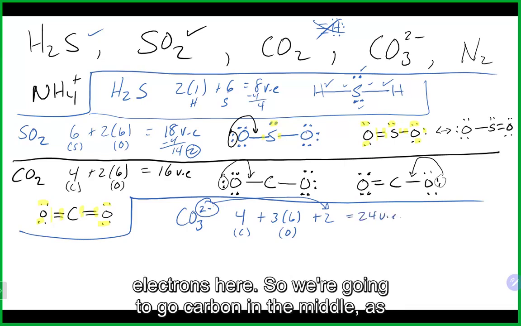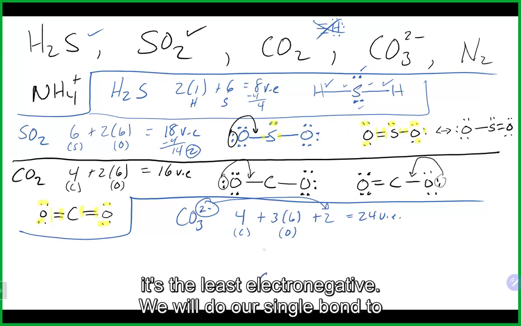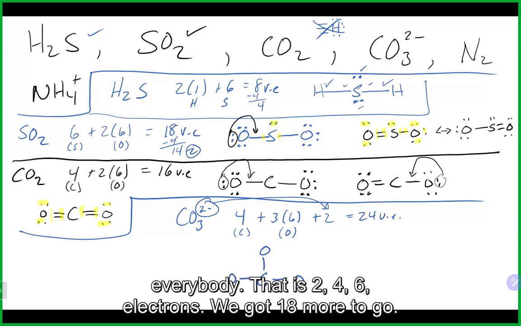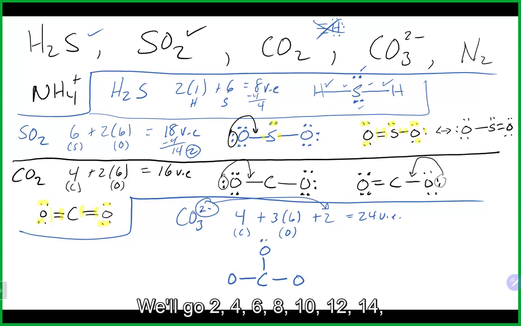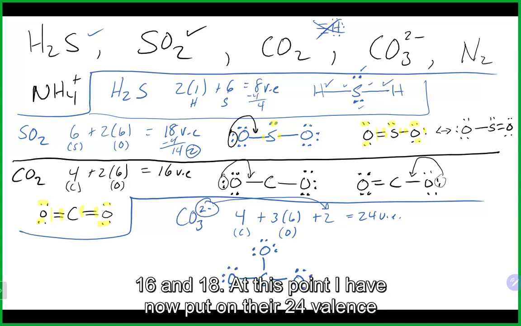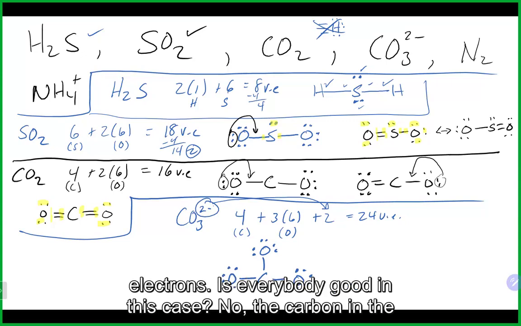24 valence electrons here. So we're going to put carbon in the middle as it's the least electronegative. We will do our single bond to everybody. That is 2, 4, 6 electrons. We've got 18 more to go. We'll go 2, 4, 6, 8, 10, 12, 14, 16, and 18. At this point, I have now put on there 24 valence electrons.